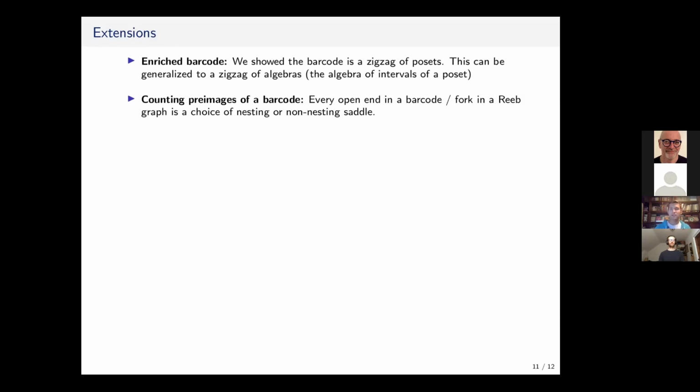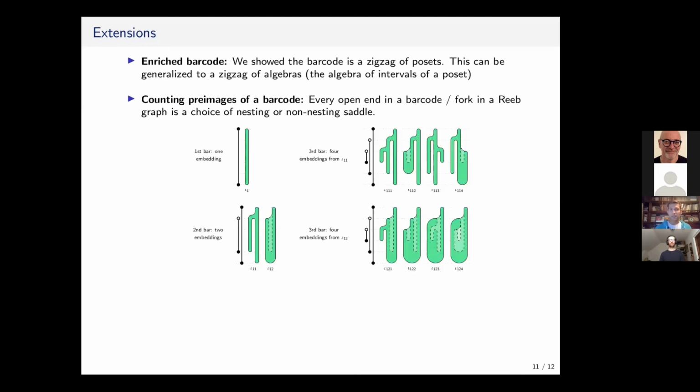Another direction to take this in, which is what Justin and some of his students have done, is to count the preimages of a barcode, because every open-ended bar or a fork in a Reeb graph is going to be a choice of a nesting or a non-nesting saddle. So if, for instance, we have a barcode with three nested bars, you can see on the right there, then if we add first the largest bar, then the next one, adding each new bar gives two choices for every existing branch of this embedding that we have. And so it seems like these choices are going to grow exponentially the more bars we add. But of course, that's the naive approach, and that doesn't always work.